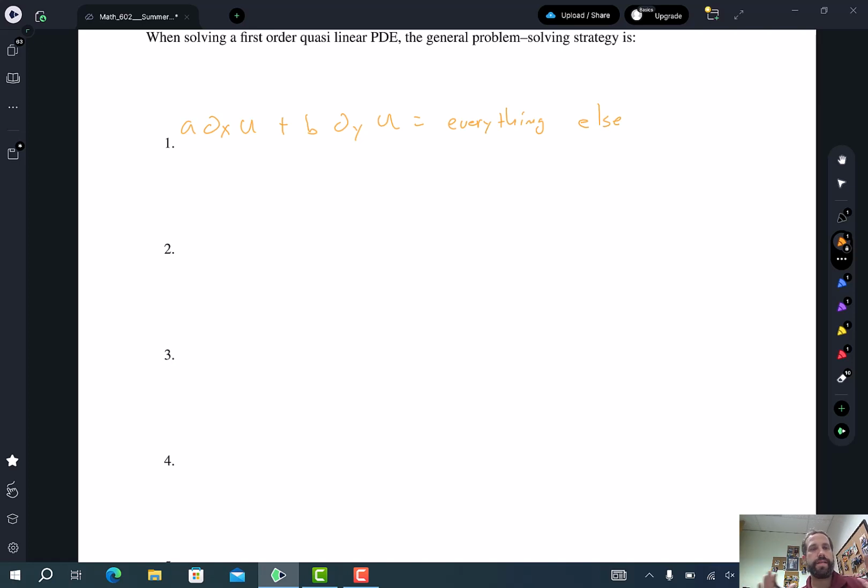Okay, so I want to write it in this particular form here. Okay, two, I want to find the Cauchy curve. Remember, that's kind of my terminology. I want to find the Cauchy curve.